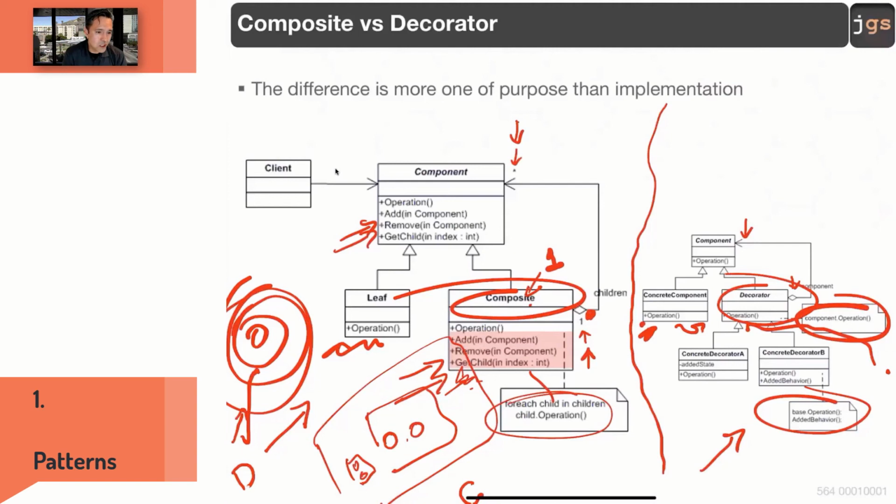Good. It's just, instead of explaining to you that I want a decoration with one or with multiple, what the Gang of Four did was, let's change the name. Decoration with one, composition with multiple. That's it.